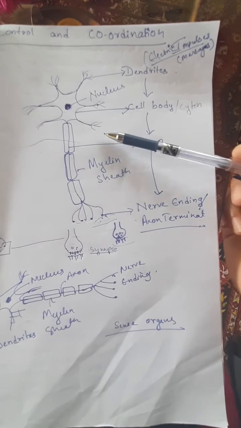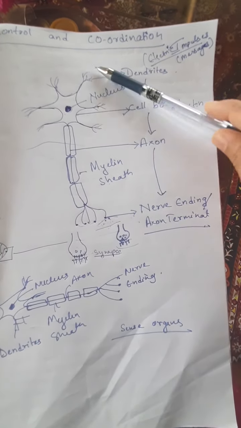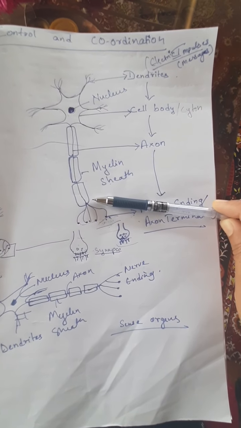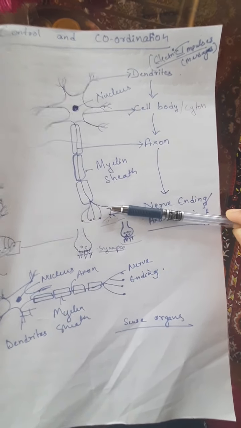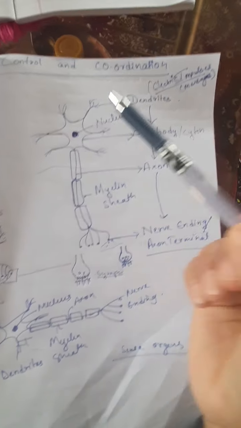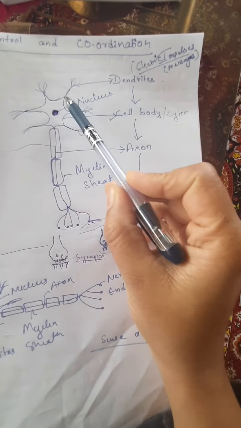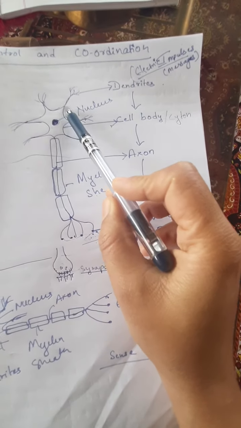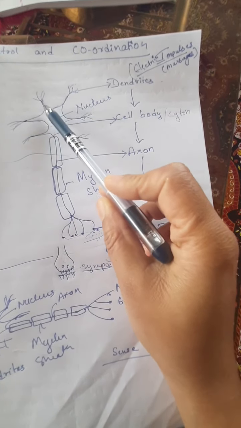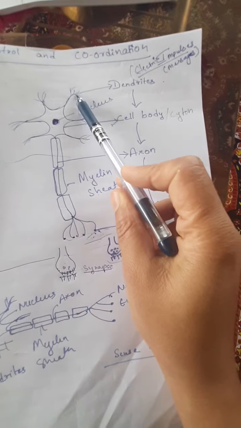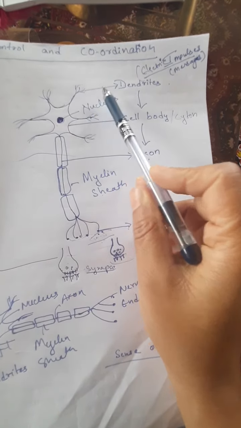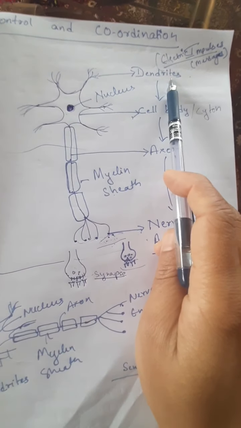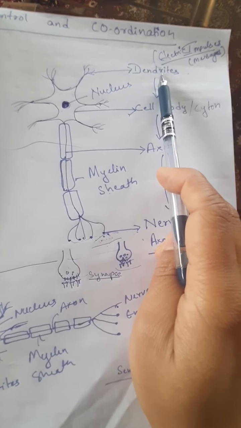Here is the diagram of a neuron, which is the smallest structural and functional unit of nervous tissue. Now, let's start with the dendrites. They are the hair-like structures present on the margin of the cell body of the neuron. It is the point where information is acquired.